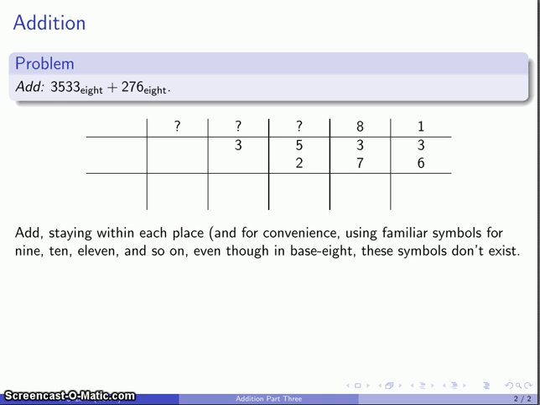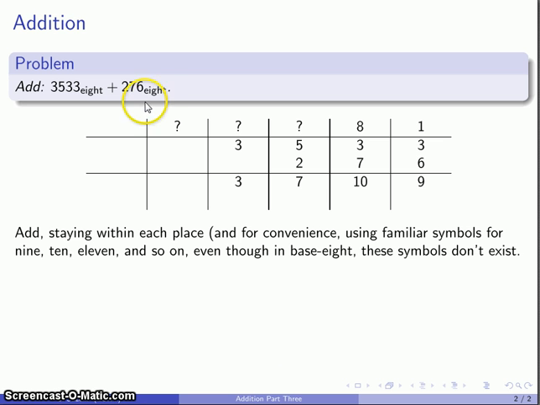And again, for convenience, we'll go ahead and use our traditional symbols for 8, 9, 10, 11, and so on, even though, again, in base 8, these symbols do not exist, and we cannot use them in our final answer. So in this first column, we have a total of 3. In this next column, we have a total of 7. In this next column, we have a total of 10. And in this last column, we have a total of 9.